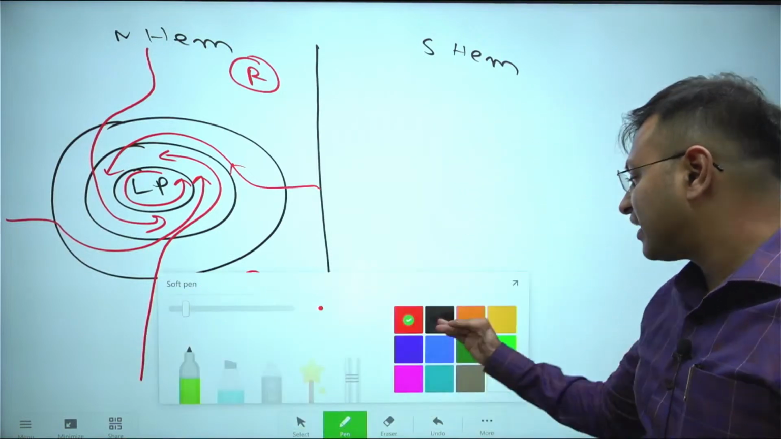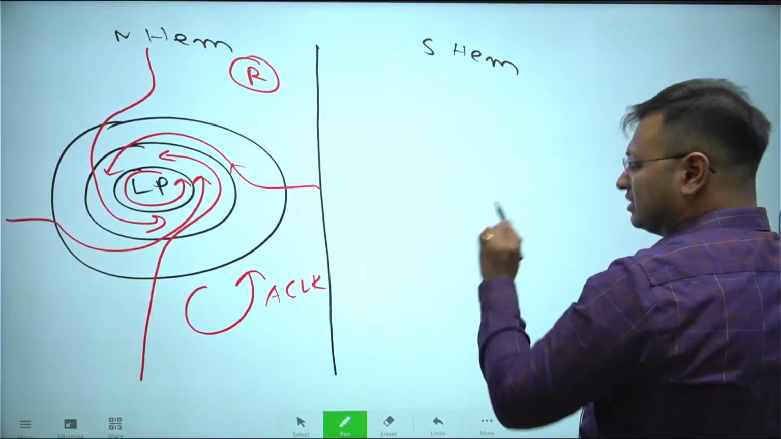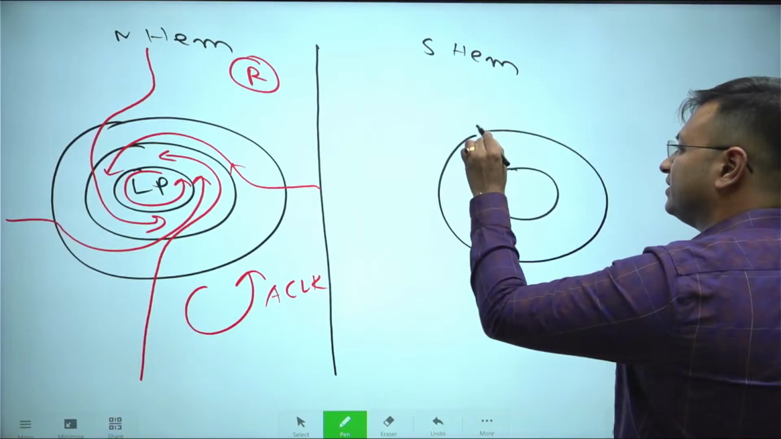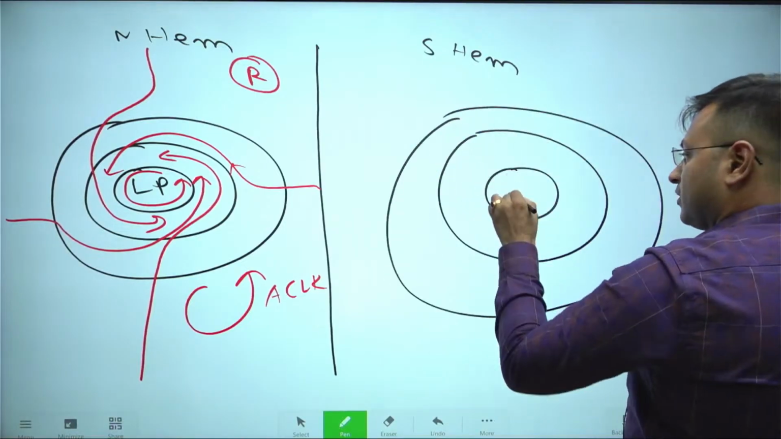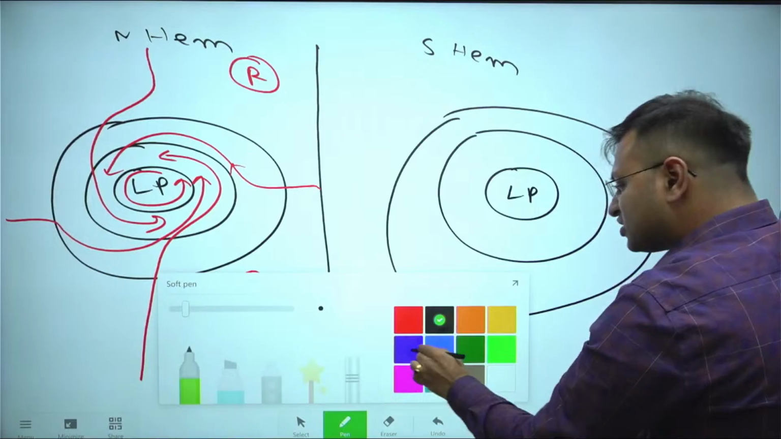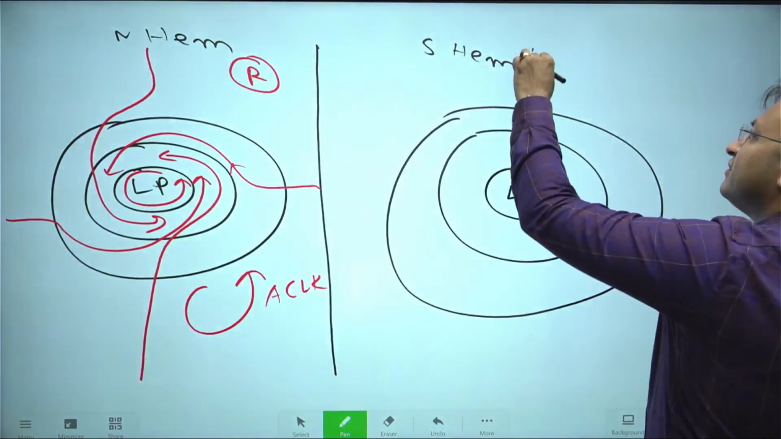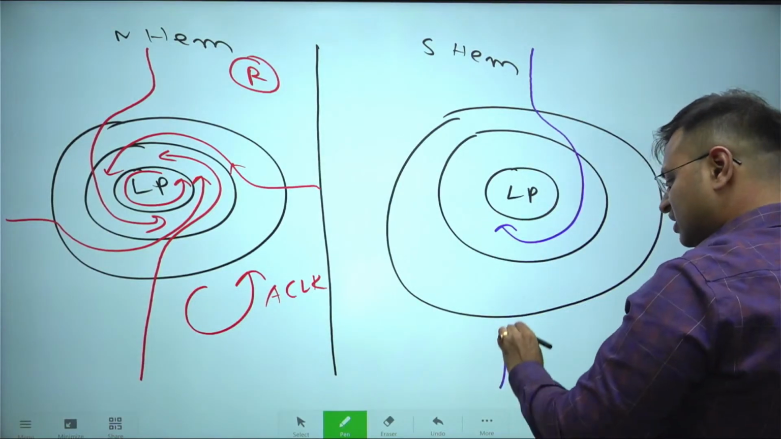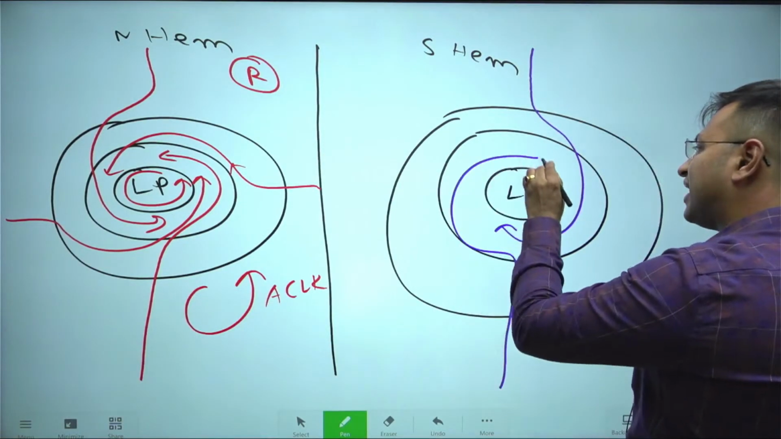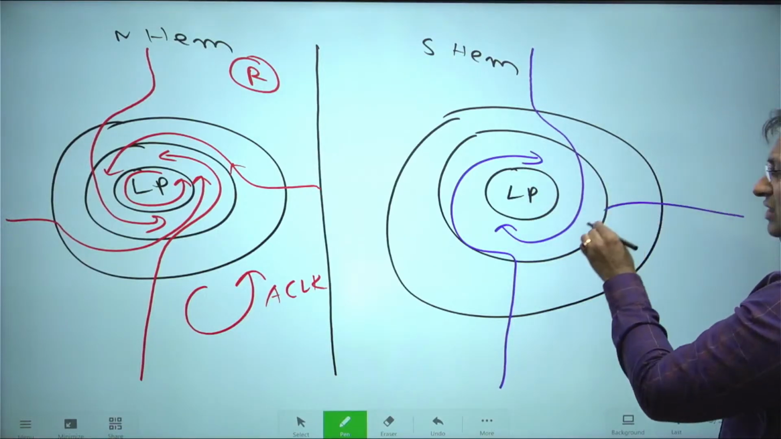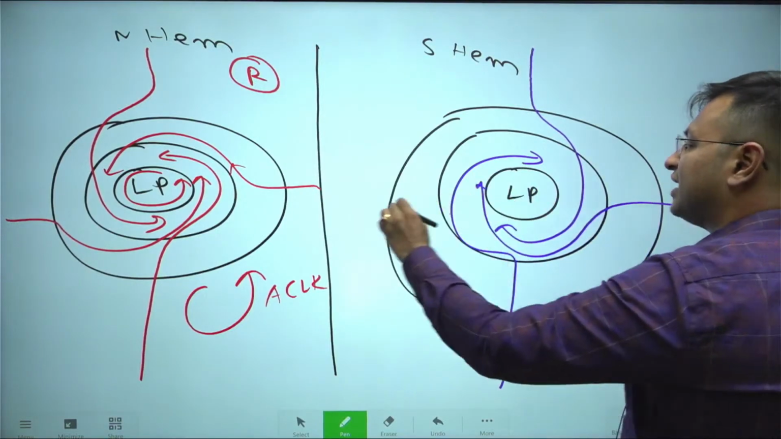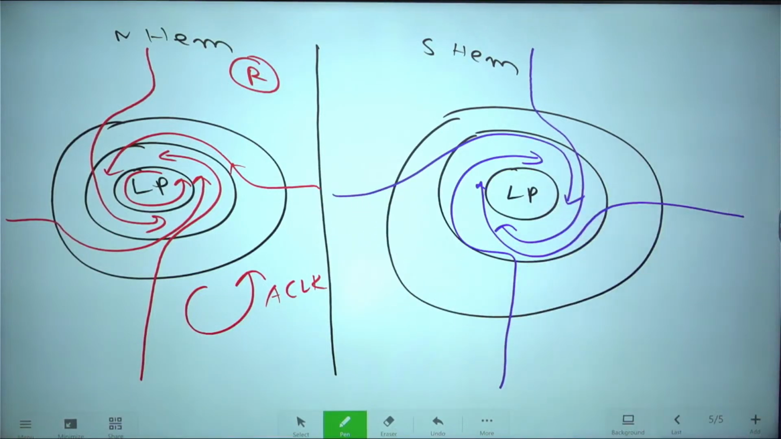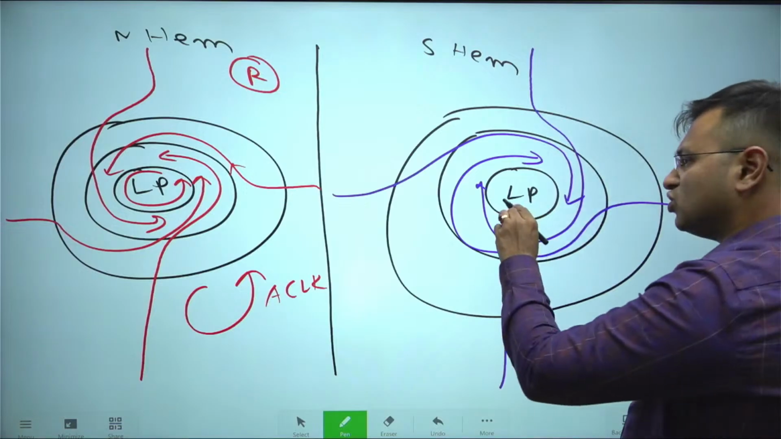And if we are factoring in the direction of the rotation of cyclones in the southern hemisphere per se, in the southern hemisphere the direction of rotation will be how? The wind is deflecting towards its left and then spiraling towards the center.